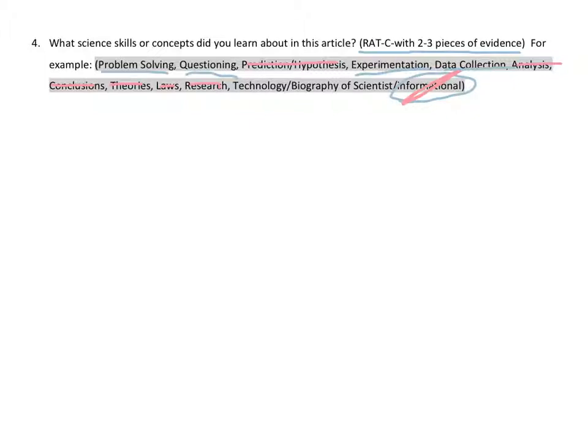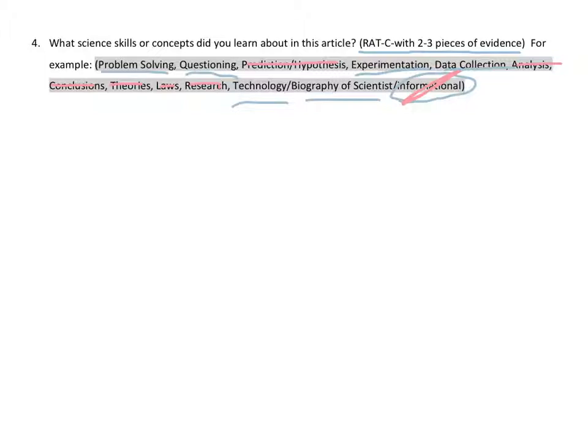However, the last two, the first one being technology. Recently I read an article about a scientist who built Legos and created them and made them into robots. That would be an excellent example of an article that taught us about technology. And then last, but certainly not least, a biography of scientists. A biography is an article that's going to tell about the scientist, maybe his life, how he became a scientist. It's more of a story about that person.